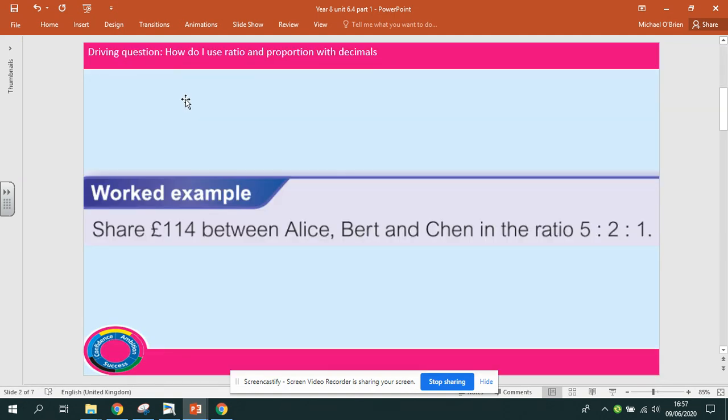So my next piece of work that we're going to look at today is a worked example. Share 114 between Alice, Bird and Chen in the ratio of 5 to 2 to 1. I'm going to do this one in real time on the board. So what I suggest you do is you get ready to write this down as I'm going through it.